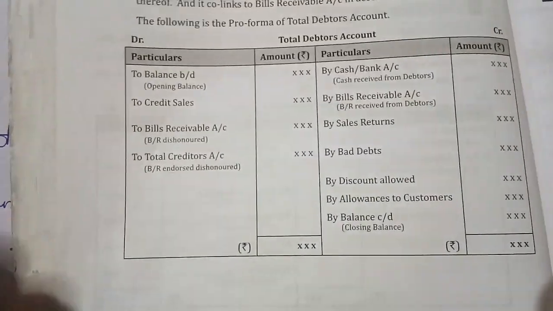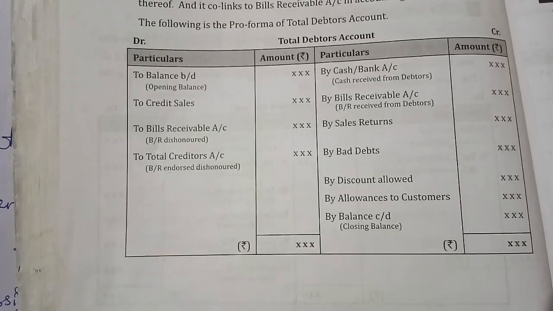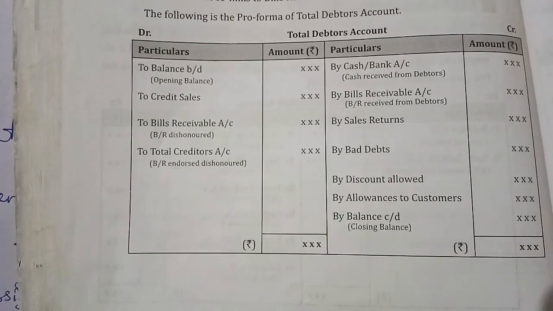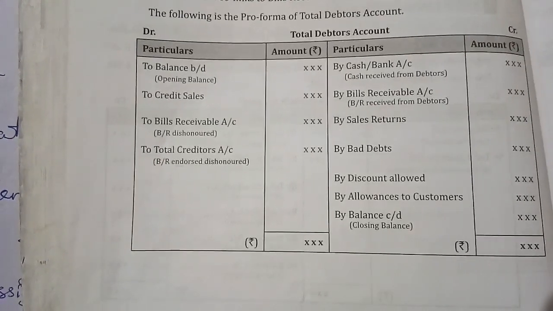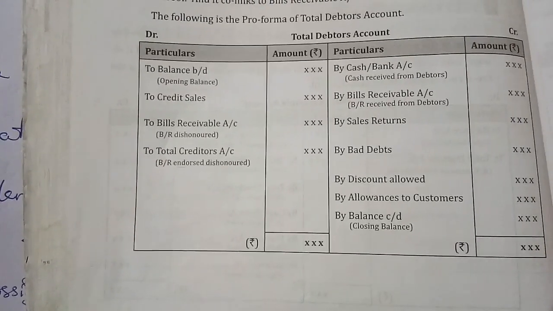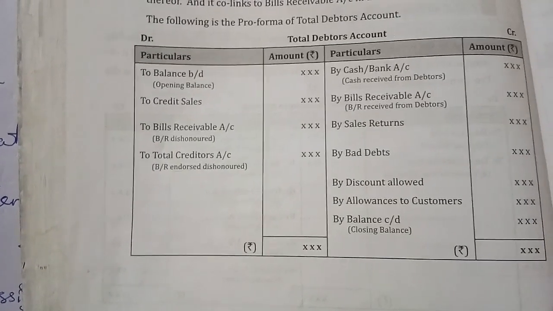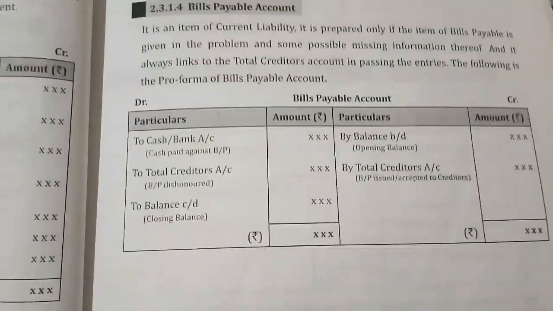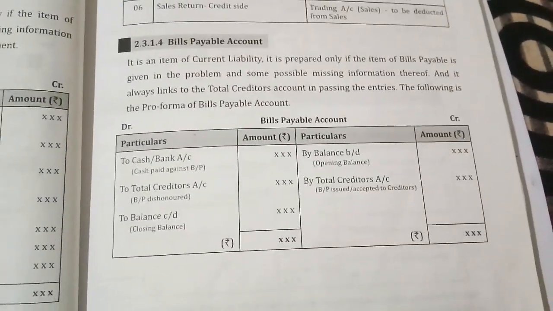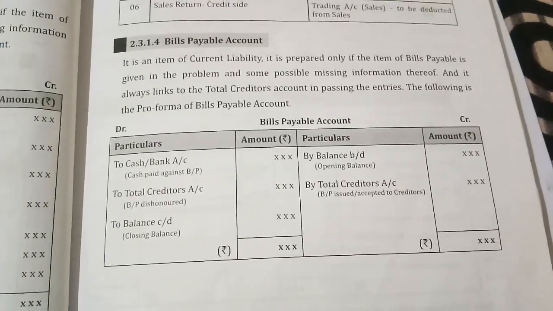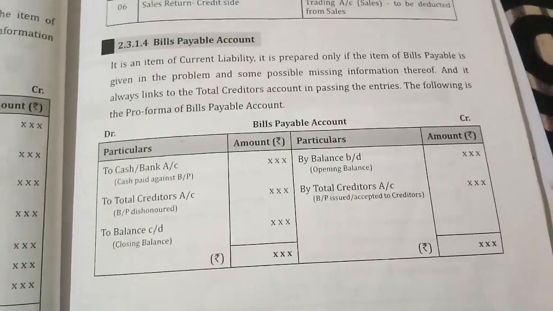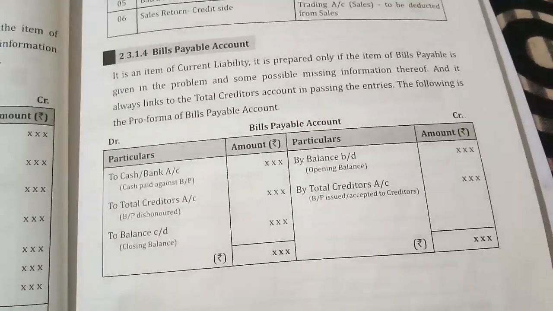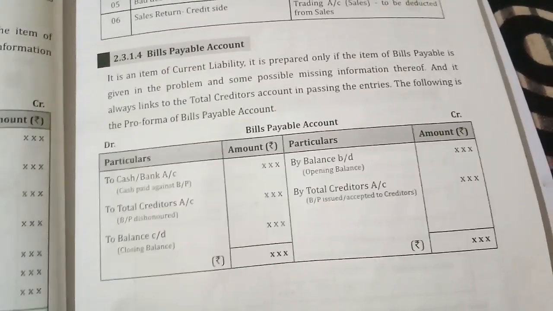Okay, so this is total debtors account. Here also take a clear look. See what all comes in this. Then if you go to solve the sum, it will be a quicker and easier way. Now let's move to bills payable account. If you want, you can take a screenshot also. And if you learn these formats clearly, then it's more than enough.